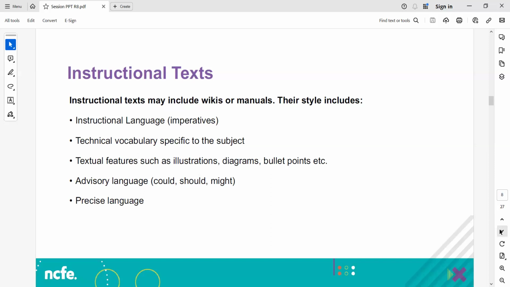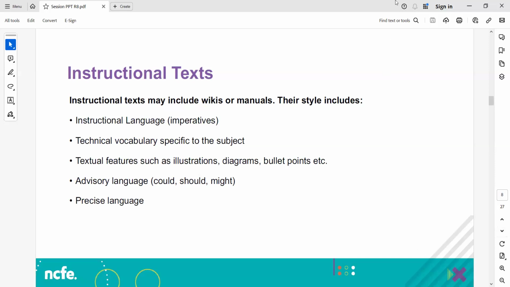There may also be advisory language, so even though they'll be very direct to make sure the instructions are easy to follow, there might be different ways of doing certain things, so there might be some suggestions. And the language needs to be precise so that people can follow the instructions easily and achieve the desired result.